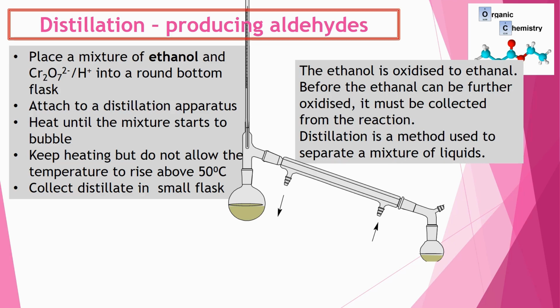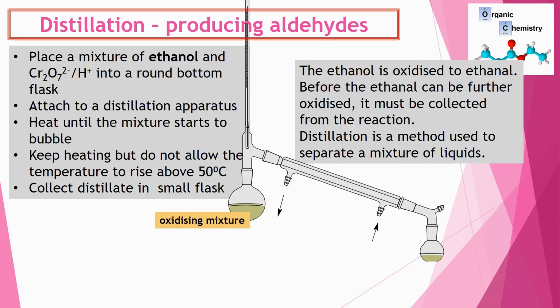The reason we try and collect the ethanal as it's made is, if it stays in the mixture, remember from before, the ethanal will oxidize further to a carboxylic acid. I want to collect it before it has the chance to do its second reaction with dichromate, and I want to pull it across and collect it into this flask.